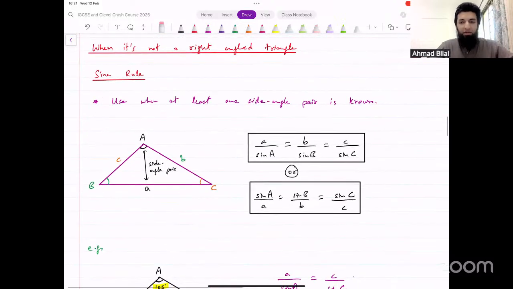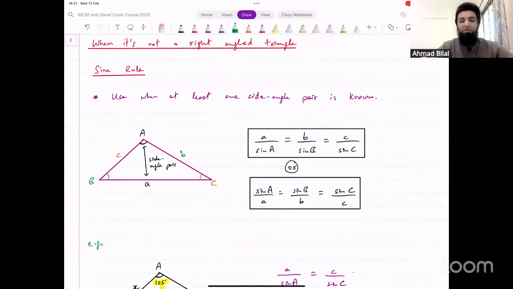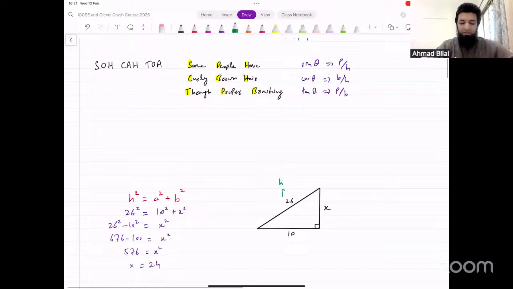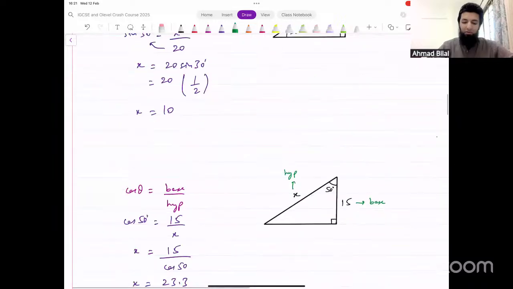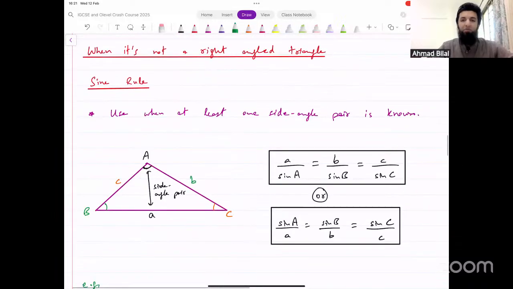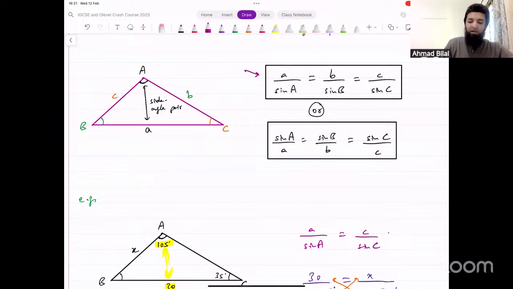When it's not a right angle triangle, in that case, we have these rules that we can use, the sine rule and cosine rule. They work for right angle triangles as well, but if it's a right angle triangle, using these sine, cos, tan ratios is going to be much more efficient generally. So we only use sine and cosine rule generally when you have triangles that are not right angled. Okay, that means that none of the angles is 90. In that case, one possibility is that you can use sine rule to find any unknown sides or angles. When would you use this?